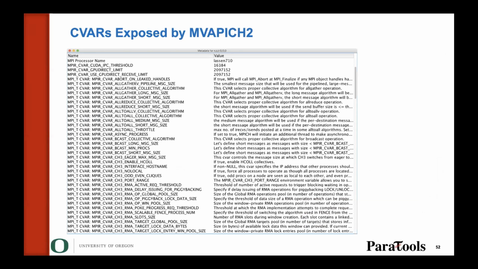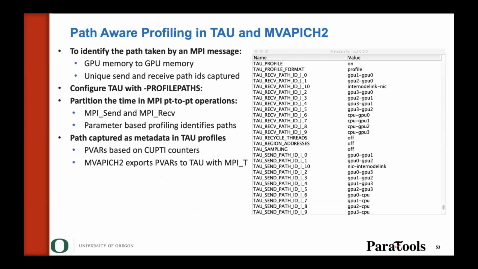And these are the control variables that are exposed by MVAPICH2 in this case. And you can see the values and the different values that you can set. This is on an IBM Power9 system. We also have support for path-aware profiling in TAU.